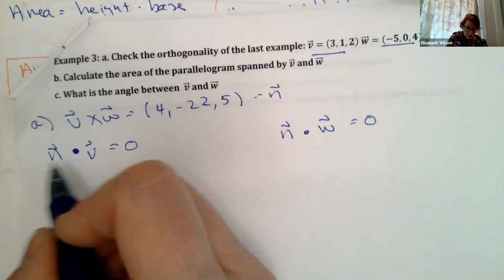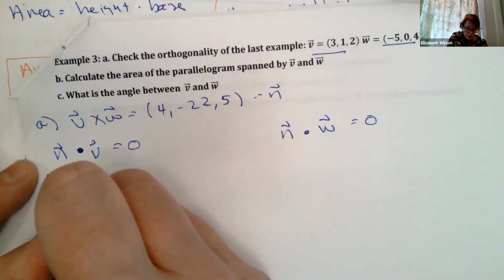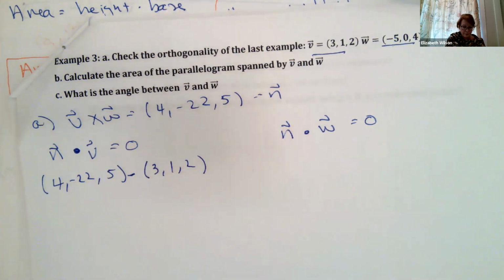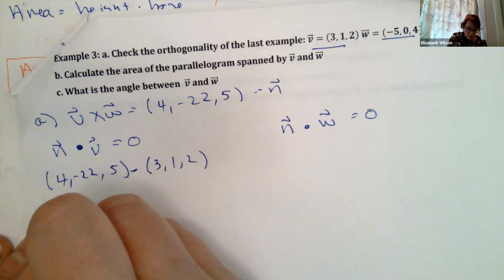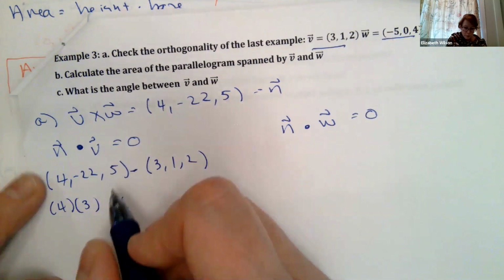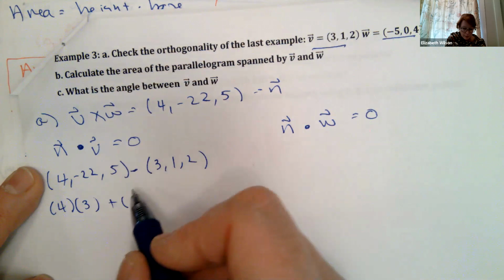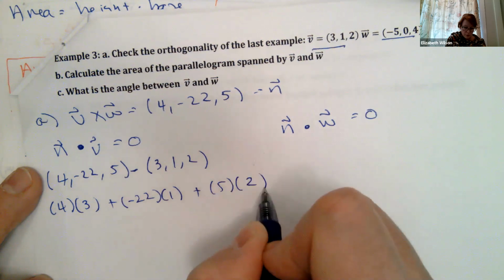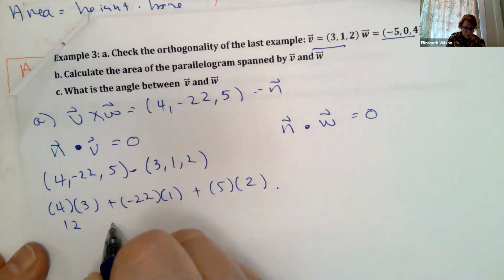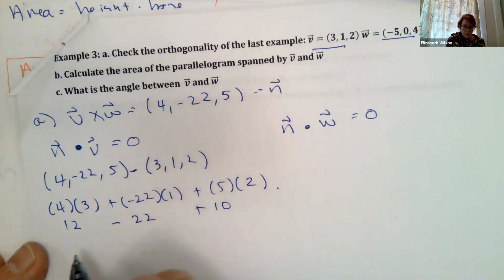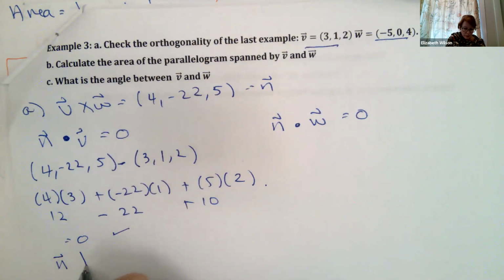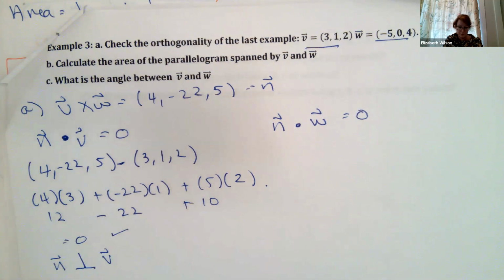So I'm going to take my N, which is 4, minus 22, 5. I'm going to take the dot product with V, 3, 1, 2. Let's see what we get. This is going to be 4 times 3 plus, remember we're multiplying corresponding components and adding them up, minus 22 times 1 plus 5 times 2. So this is 12 minus 22 plus 10. 22 minus 22 is equal to 0. Check. My dot product is equal to 0. That means that N is orthogonal, is normal to V.